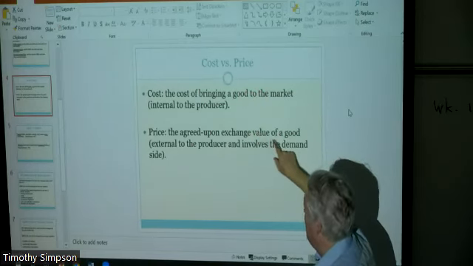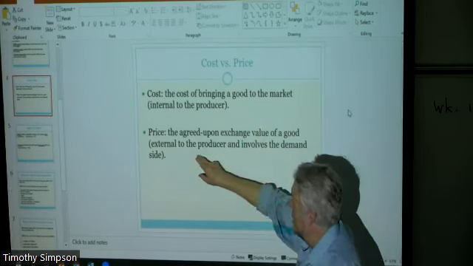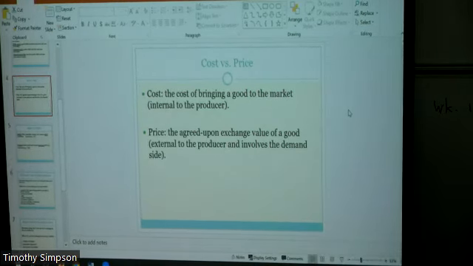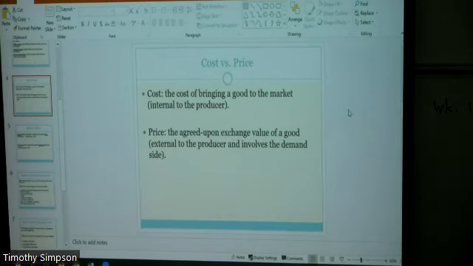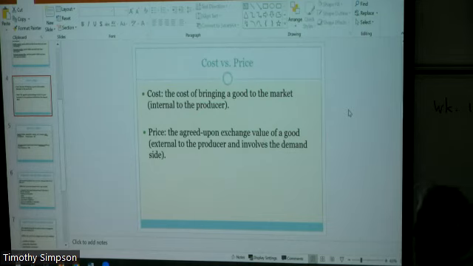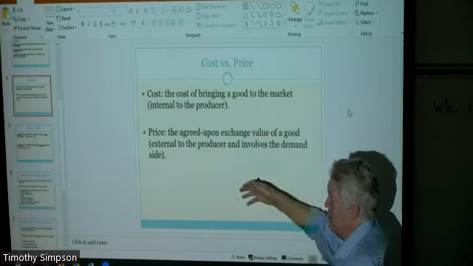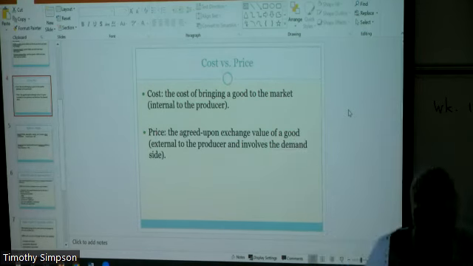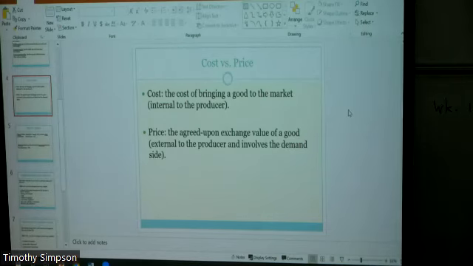Price is the exchange value in the market. We say it's external to the producer, and it also involves the demand side. The price of goods is sometimes market determined, sometimes not, but oftentimes it is. Even in very concentrated industries like oligopolies and to some extent monopolies, there is a price the demand side expects. As a result, the price is a given, and firms simply take the price as given.